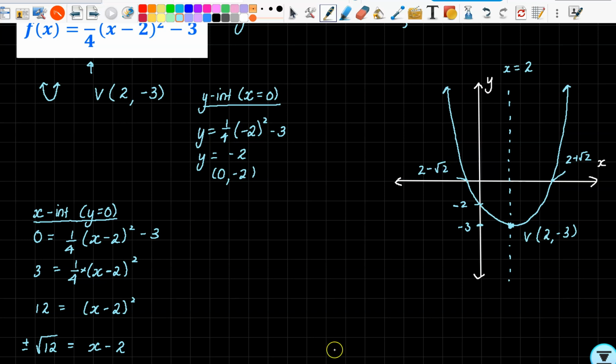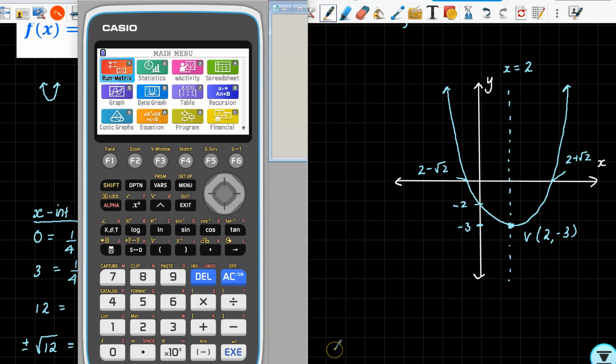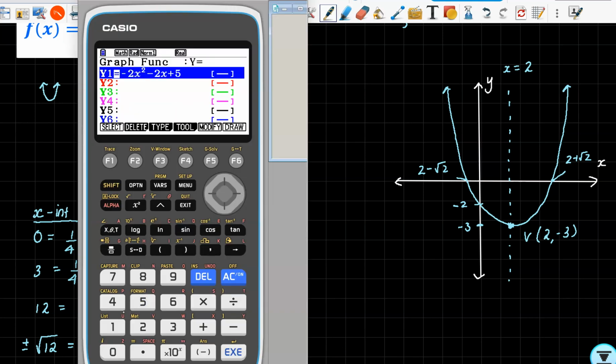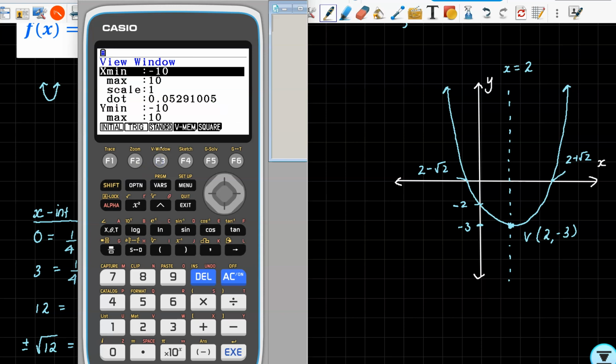So if the calculator was permitted, then I would have gone straight to Y=. We're going to put in 1/4, right, x squared underneath your alpha button. Oops, got a bit excited. It wasn't x squared, was it? So use your arrow key. That was going to be (x take 2) all squared minus 3. We'll stick with shift, view window, and stick with standard. It's already there, so I don't have to press F3.